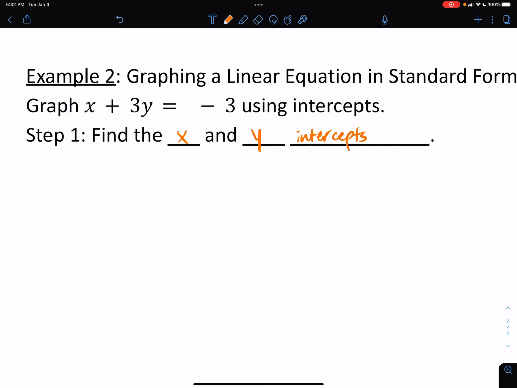Make sure you pay attention and take good notes. What I would do is find the x-intercept first. For that, y equals 0. So what does that mean? Well, you're going to take this equation, and instead of y, you're going to plug in 0.